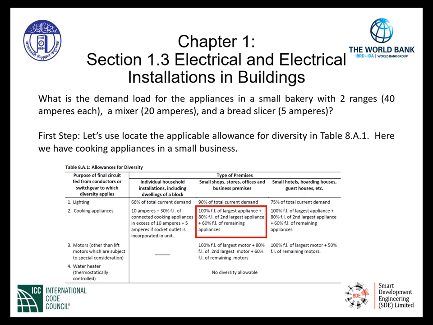Next example, what is the demand load for appliances in a small bakery with 2 ranges, 40 amperes each, a mixer, 20 amperes, and a bread slicer at 10 amperes? First step, let's locate the applicable allowance for diversity in Table 8.A.1. In the premises, we have small shops, stores, and offices, as well as business premises. The first column, we need to go to item number 2, cooking appliances. We have the values indicated as 100% full load of largest appliance plus 80% full load of the second largest appliance plus 60% full load of remaining appliances. We will apply this in the next slide.